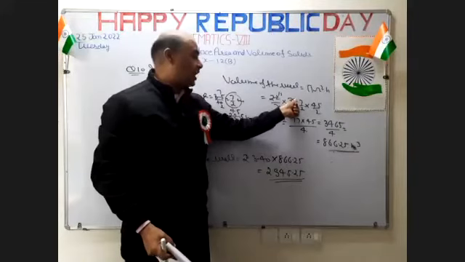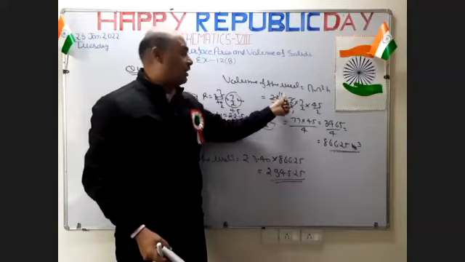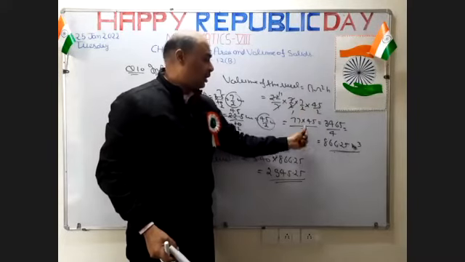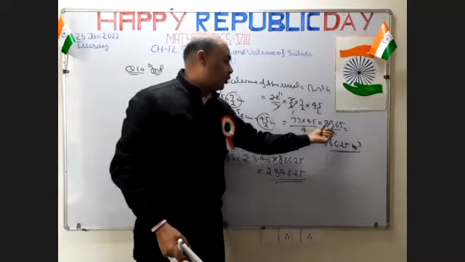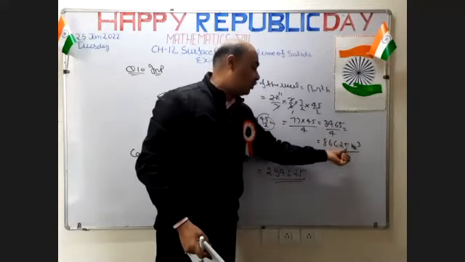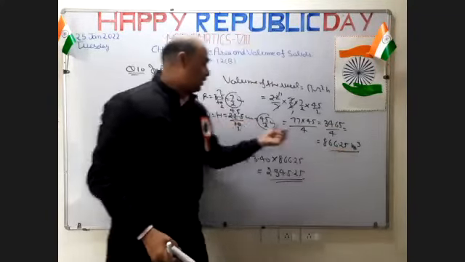Now 7 cancel with 7. 2 1s are 2. It's going to be 11. 11 7s are 77. It's 45. And in the denominator, it's going to be 4. Now multiply these two terms. So this is going to be 3465 divided by 4. So it's going to be 866.25 meter cube. So this is the volume of cylinder.